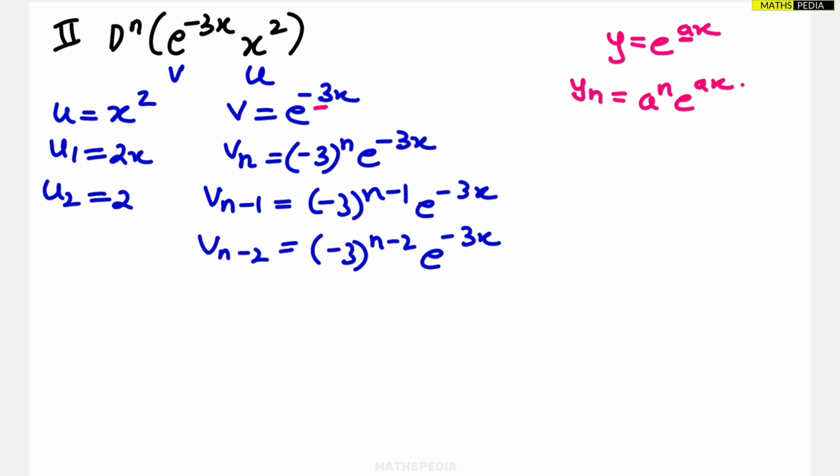So we got n minus 1 also, n minus 2 also. Now, nC1 and nC2 values we already know. nC1 is how much? And nC2 is how much? n into n minus 1 by 2.